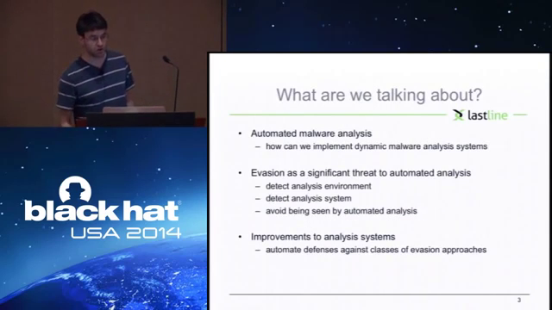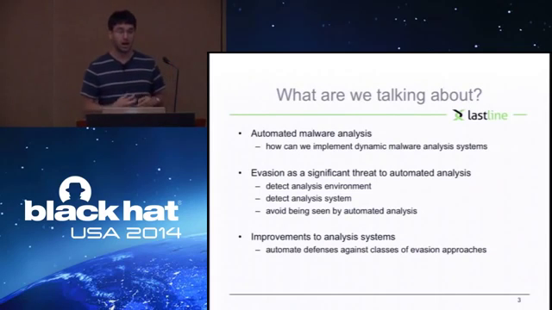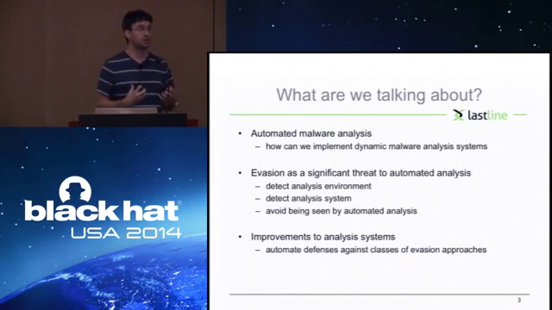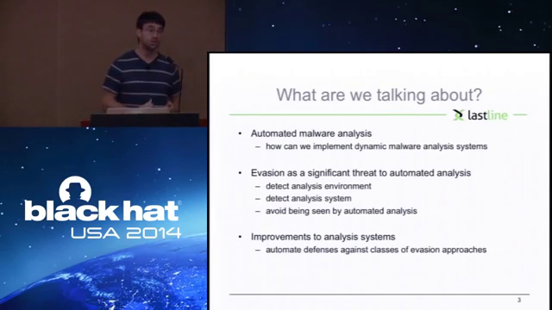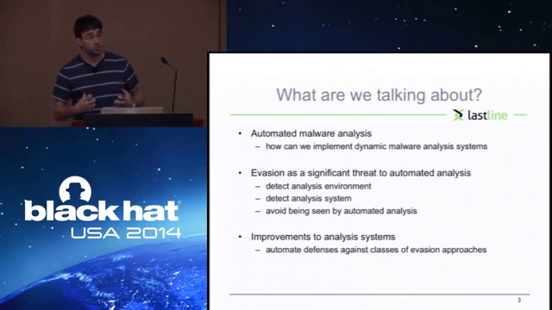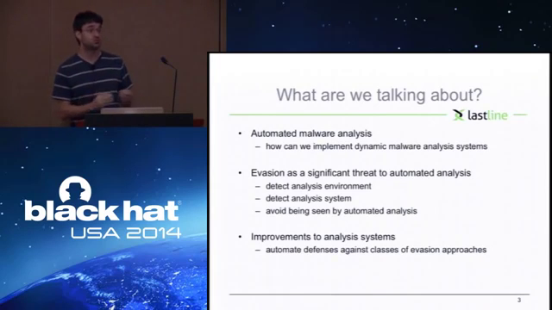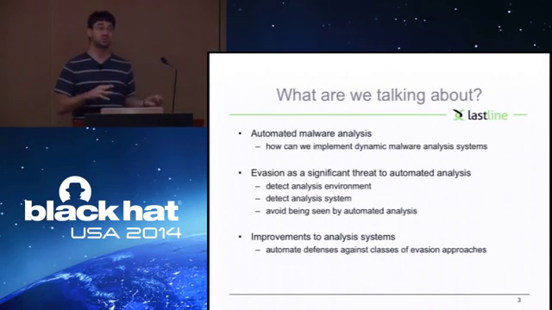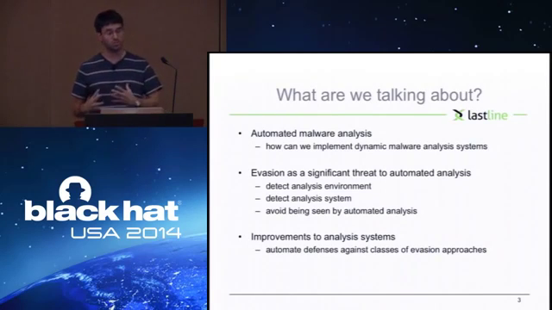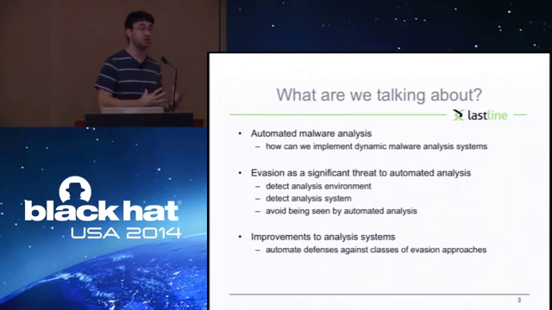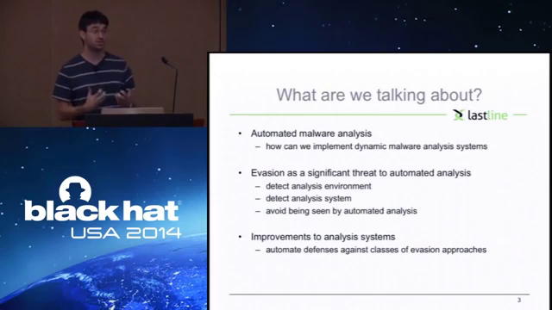So what is this talk about? I want to talk about automated malware analysis. In particular, how can we implement an environment that allows us to analyze unknown programs and detect if they are malicious, as well as provide forensics information that helps us understand what types of malicious activities programs might be involved in. I'll talk about different ways in which we can build these systems, and then highlight one particular threat, which is evasion and evasive code.